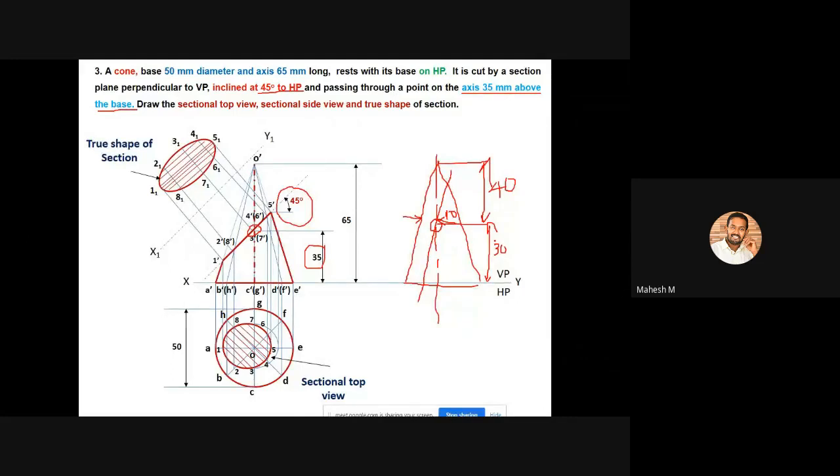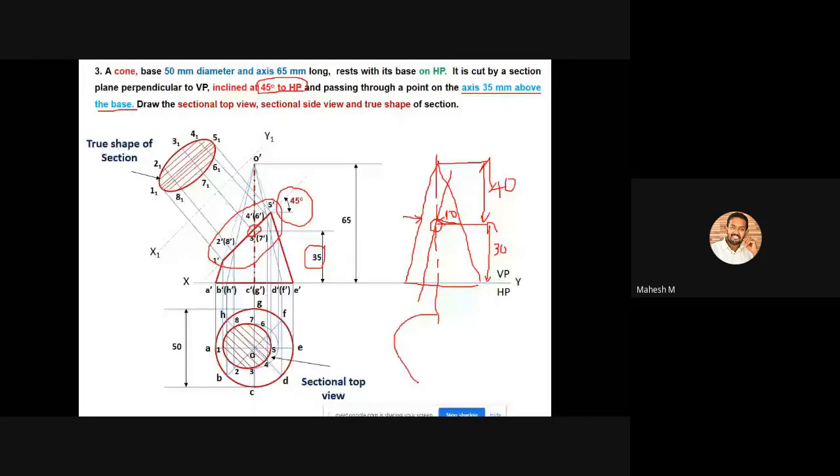In some problems they will provide about section planes that may be applicable on top view itself. So here we are creating the section plane on front view because the section plane is inclined at 45 degree to VP. Similar to that, you will be having one more condition that is inclined at 45 degree to VP. Okay, if you receive a condition like that, then you have to create your section plane in the top view.